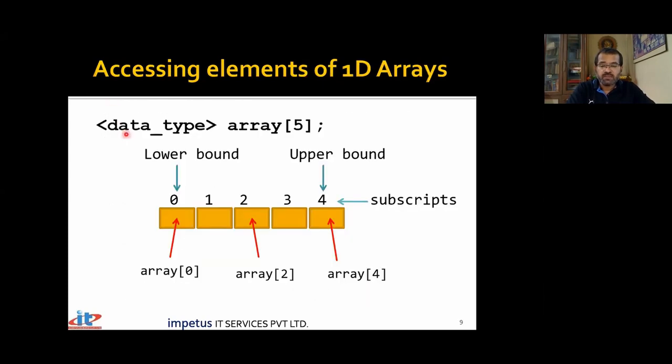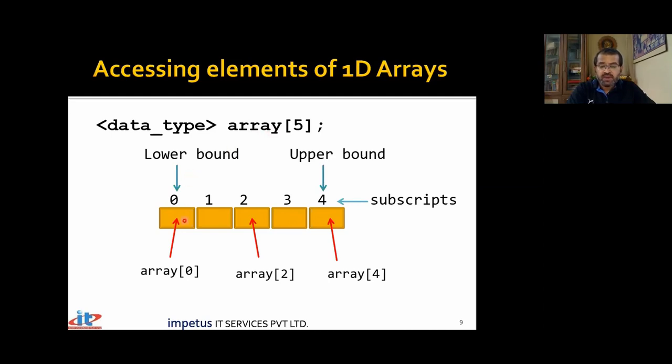Let's have a look at this. If I say data type array name 5, the data type could have been any type. It could be int, float, char, double, or a user-defined type: structure, union, enumeration, whatever it is. The point is, this is some data type. If it is integer, the 5 variables are of type integer. If it is character, the 5 variables are of type character. So we have created a group of variables, but the entire group is given a name called array. You could have given any other name, but I have given the name array.